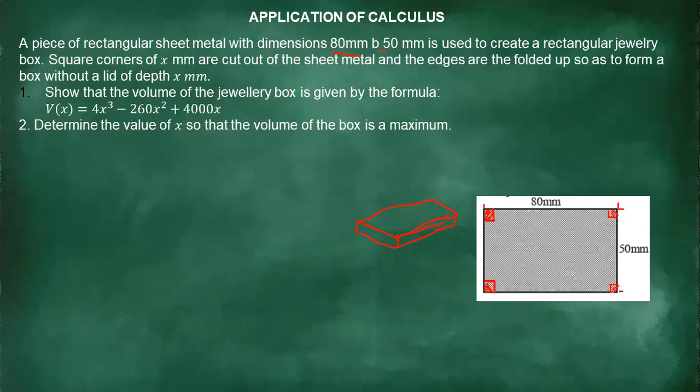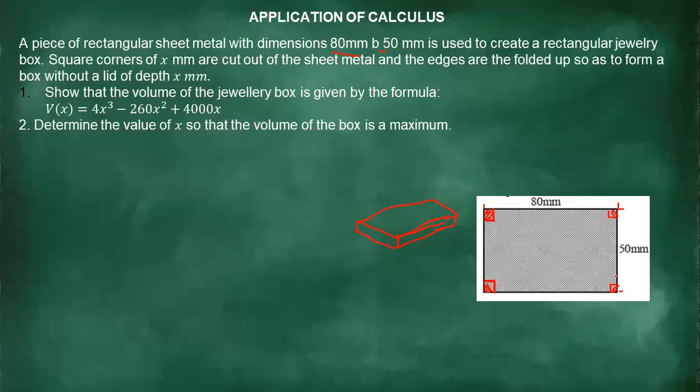So after cutting out those corners, remember we are going to fold all those edges, and then it's going to form a box like this. Now remember, if we have to fold this side as well as this side, then the length is no longer 80 millimeters. Then we'll have to look for that length.